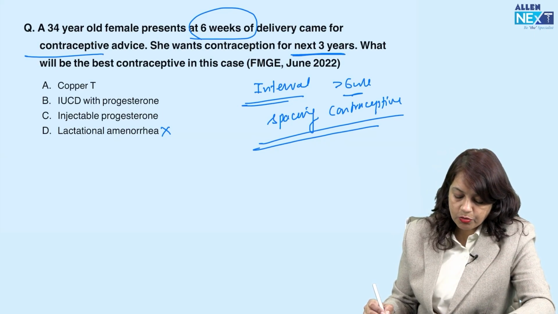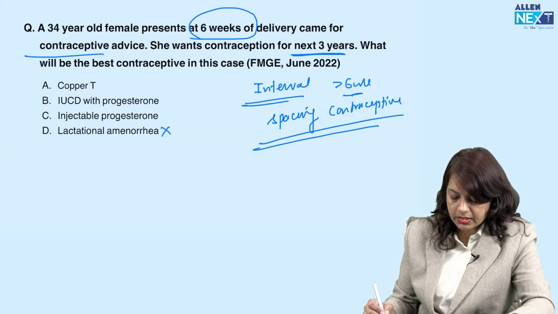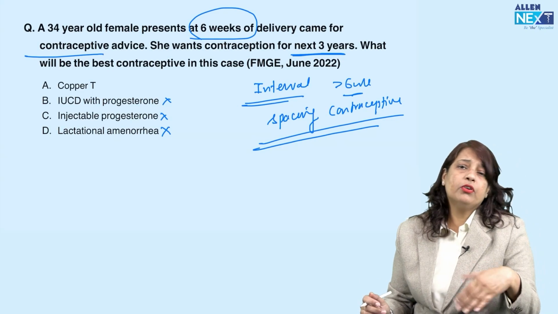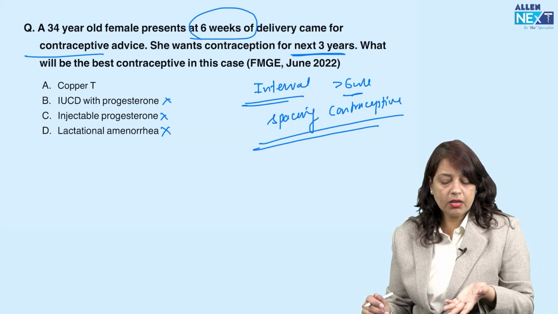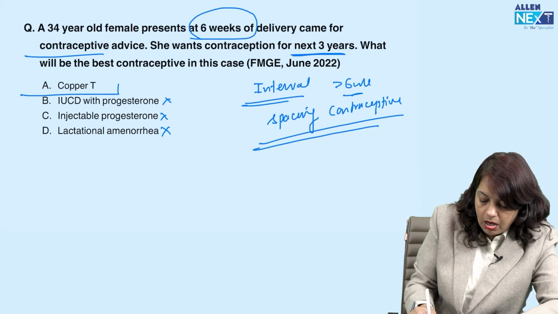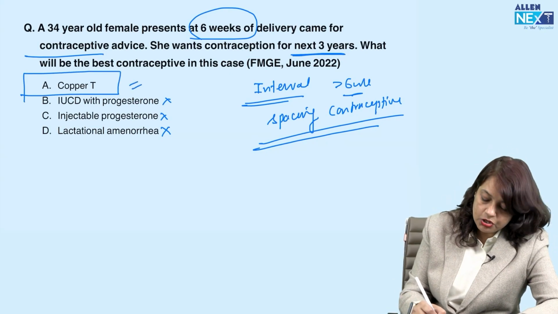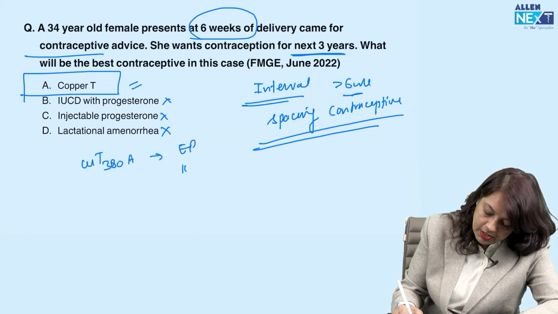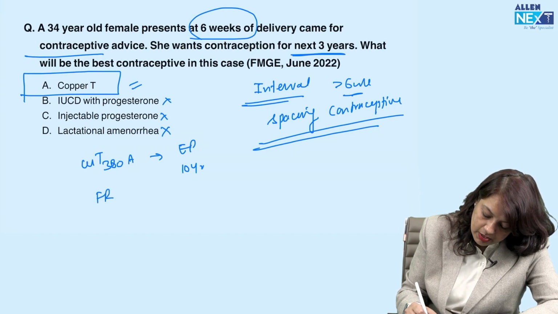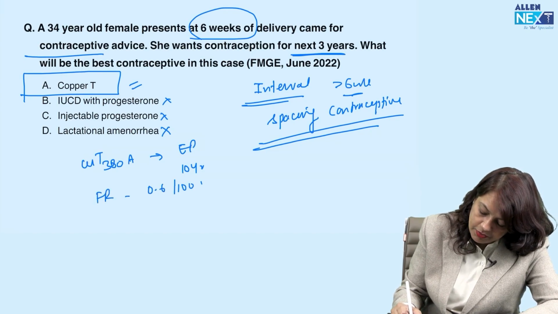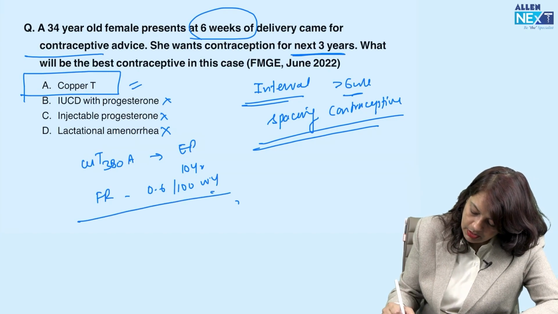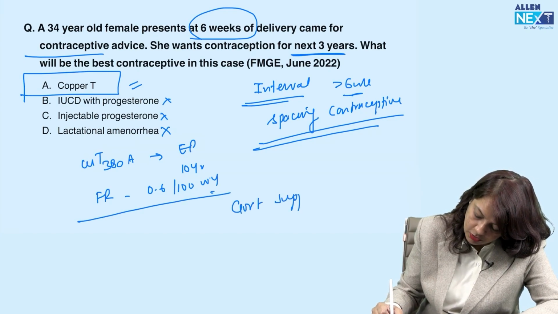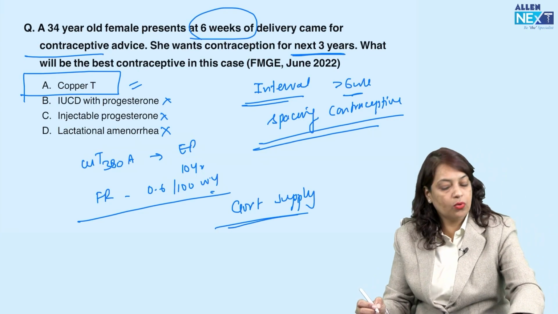So the options given here are copper T, IUCD with progesterone, injectable progesterone, lactational amenorrhea. If you're using an IUCD, what is the use of giving progesterone? Okay, so I am in favor of a copper T insertion, and the widely used copper T in our country is copper T 380A. Effective period is 10 years. Failure rate is 0.6 per 100 women years, and it is supplied freely. It's a government supply IUCD.